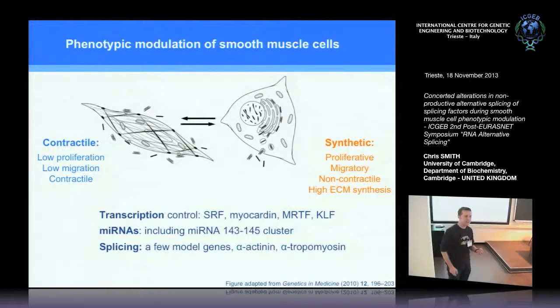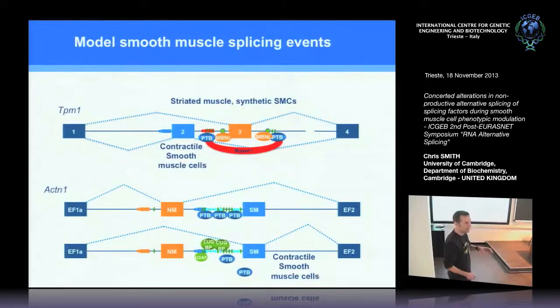Now, a lot's known about the control of the gene expression program at the level of transcription, the role of myocardin and serum response factor. The role of microRNAs is also known. But obviously, we've been interested in the role of alternative splicing during this transition. Now, up till now, we've known only about a couple of model systems, and in particular, in my lab and one or two other labs, a small number of model systems have been looked at.